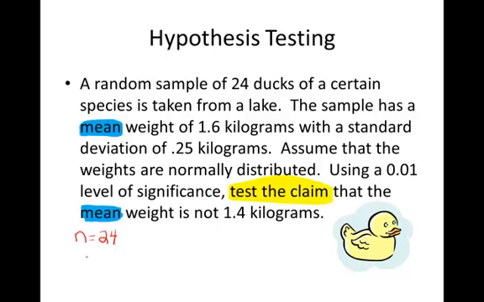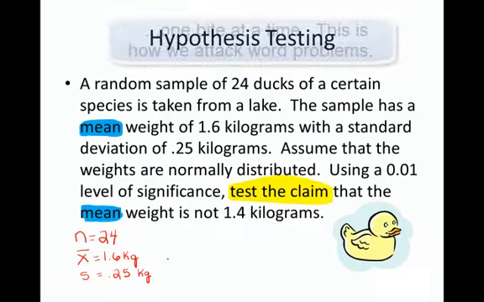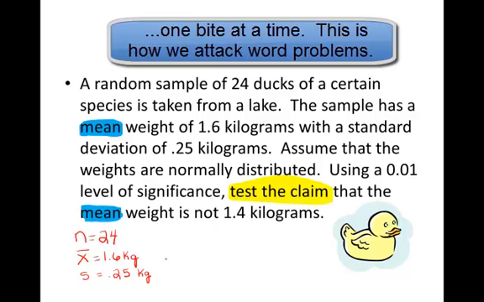Then the next phrase says the sample has a mean weight. So sample and mean. Well, the symbol for a sample mean is x bar, and so that x bar is 1.6 kilograms with a standard deviation of 0.25 kilograms. Well, that implies that it's the sample's standard deviation, so that's 0.25 kilograms for the sample standard deviation, remembering that s is the symbol for a sample standard deviation. And again, I'm breaking the problem down step by step and rewriting the information as I come across it.